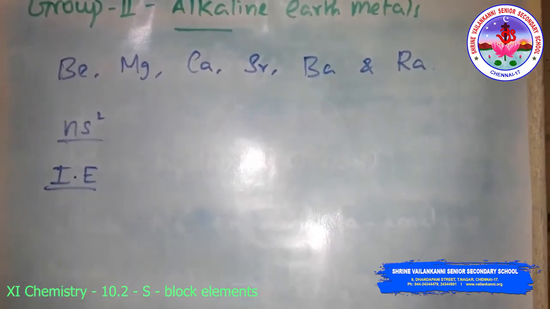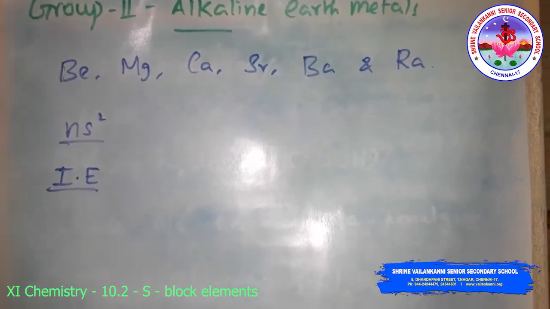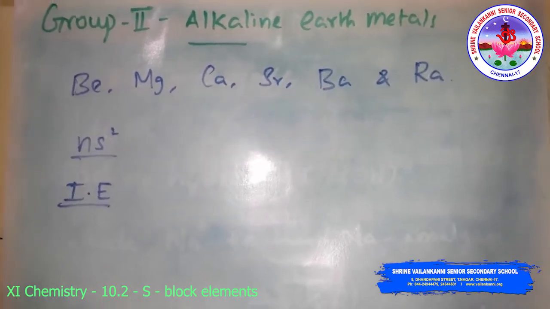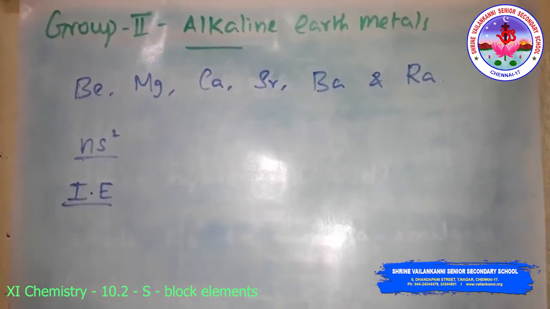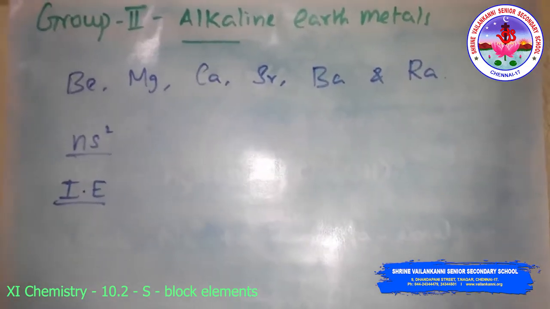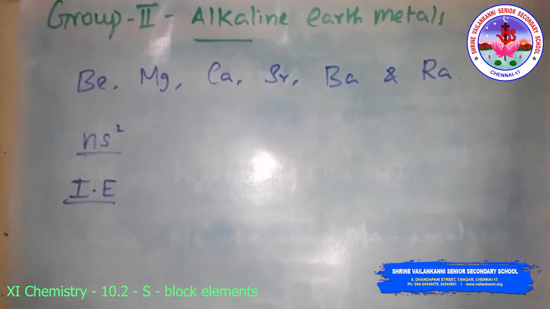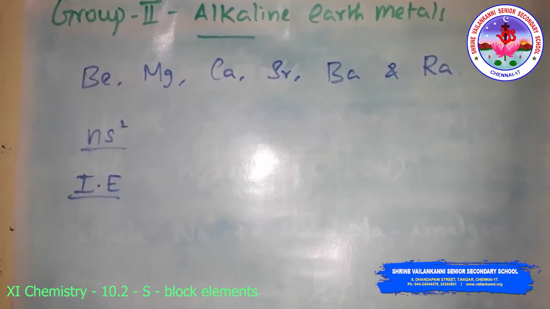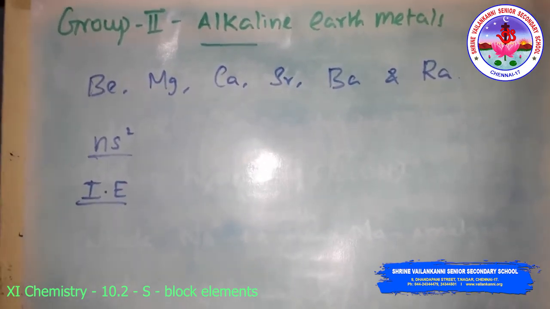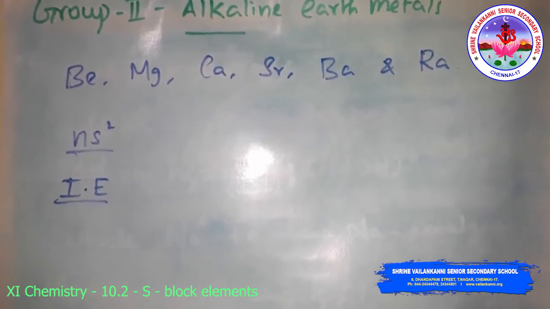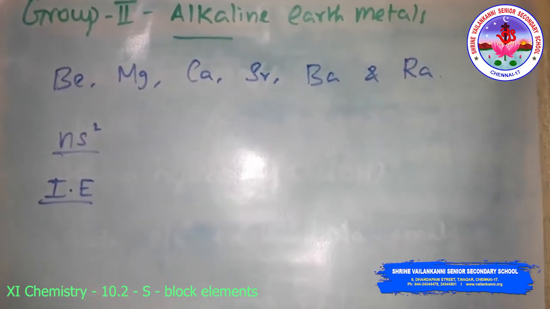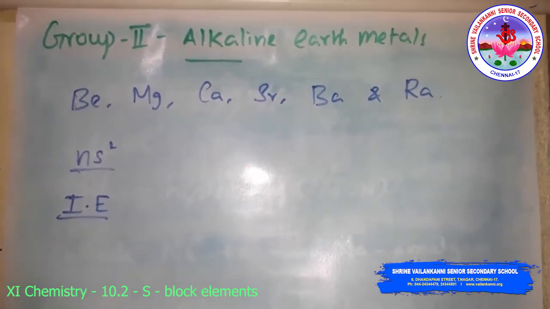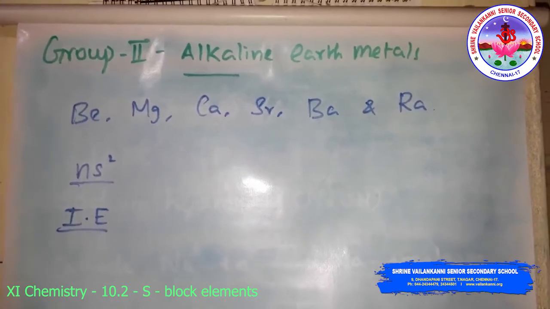The alkaline earth metals have low ionization enthalpy because of the large size of the atom. As the atomic size increases down the group, ionization enthalpy decreases. You can see the values given in Table 10.2. The ionization enthalpies of the alkaline earth metals are higher than those of the corresponding group 1 metals, that is the alkali metals, because of their smaller size compared to the corresponding alkali metals.